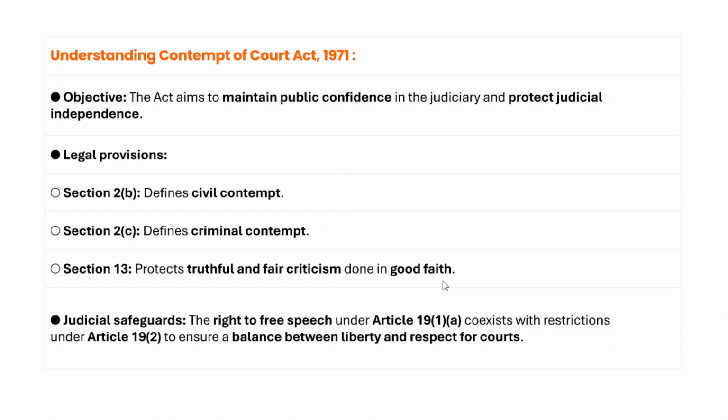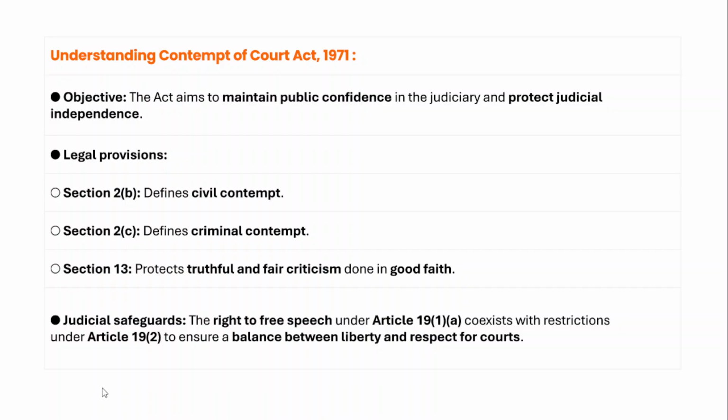As I've already told you, the right to freedom of speech and expression has been mentioned in Article 19 clause 1 subclause A. In fact, it coexists with restrictions under Article 19 clause 2 to ensure there is an adequate balance between liberty and respect for the courts, right? So there are some judicial safeguards as well. Now, freedom of speech and expression is not an absolute right. There are some reasonable restrictions to it as well.